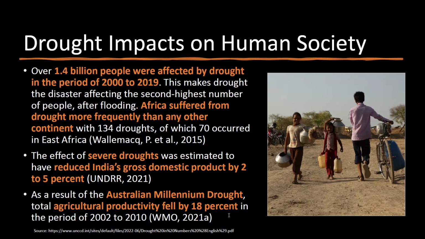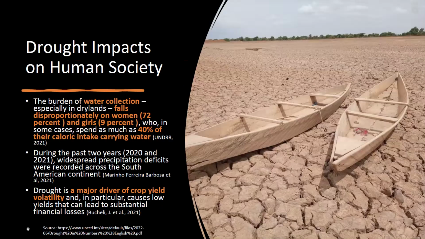Every time California's in a drought, that causes a problem as well because it's one of the larger sources of agriculture in the US. As we know, water collection is pretty important, right? So in a lot of countries, collecting water is something that a lot of women and girls do. And so a lot of times they spend over 40% of their caloric intake just carrying water from the source to the home.